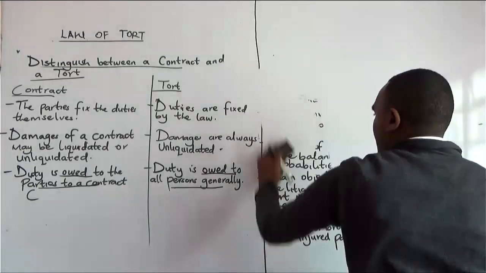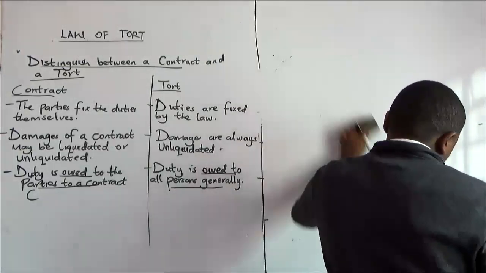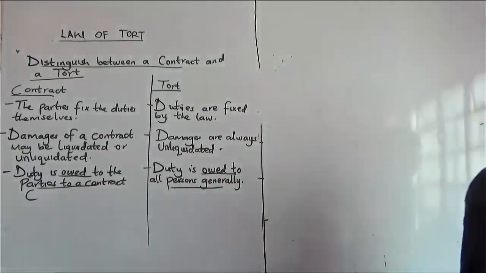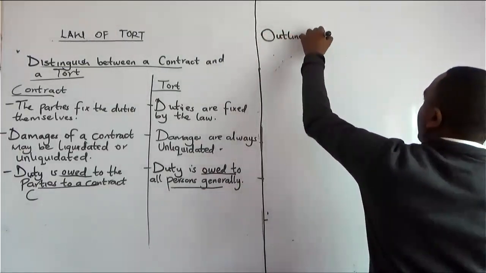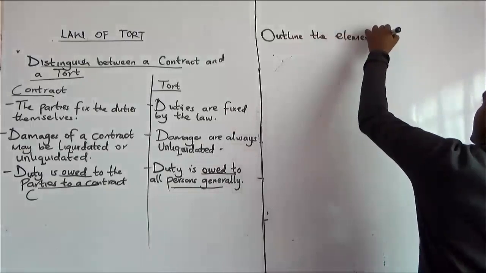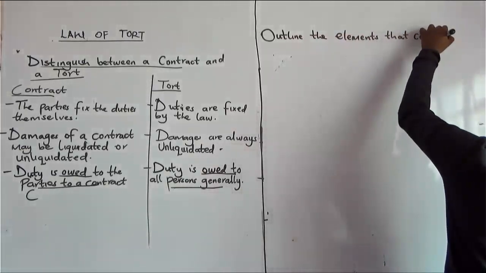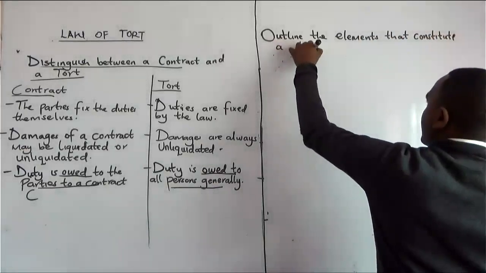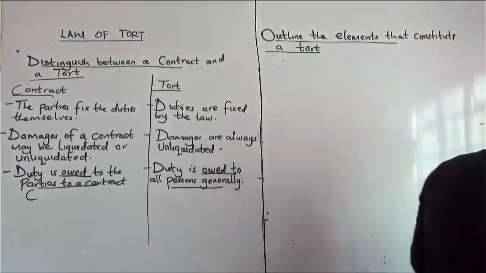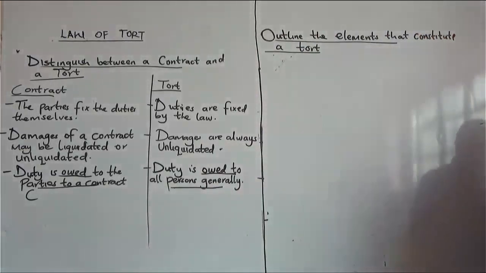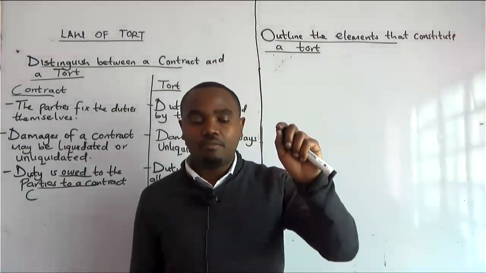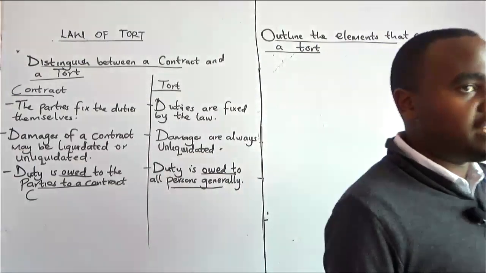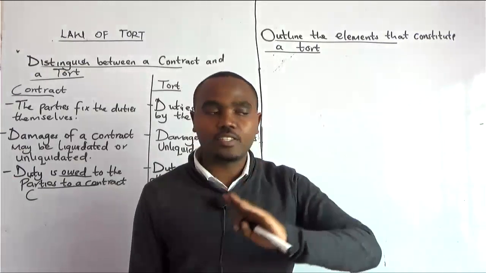Question: outline the elements that constitute a tort. What are the elements that constitute a tort? So we are asking ourselves, for us to say that there is a civil wrong that has been committed, you must prove certain things. And that is what we want to answer.